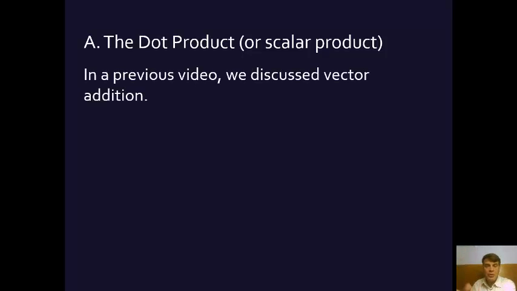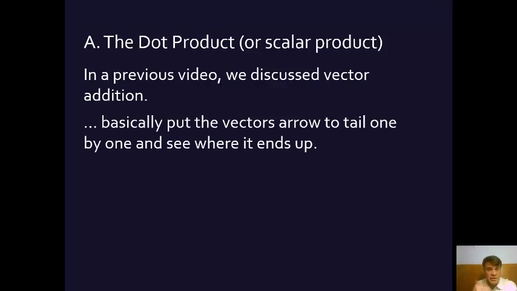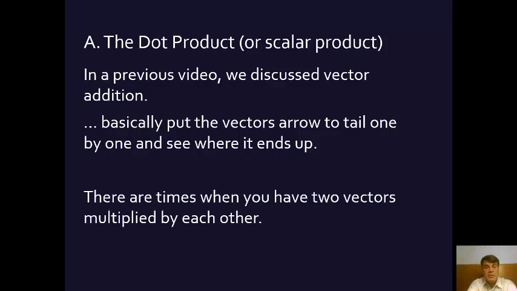In the previous video in this collection, it talked about vector addition. And like I said, vector addition is fairly commonsensical once you get your head around it. You basically put vectors head to tail one by one, and you see where it ends up. But there are times where you have to multiply two vectors, and that's where the dot and the cross product come in. So, the dot product. If I can communicate it, it again is not real difficult.